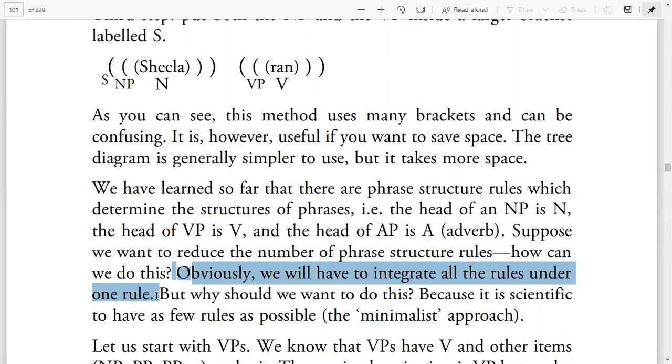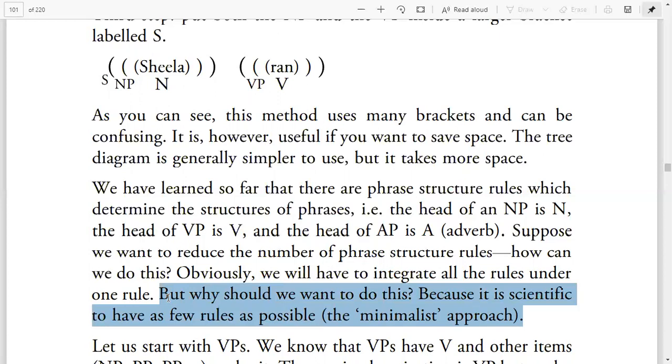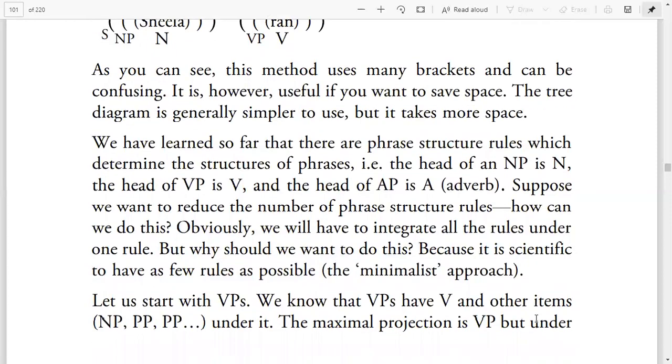So here we are going to combine all the rules under one main rule, like we can say that A dominates AP, N dominates NP, same as it is with the phrases. So here we want to design or engineer a rule, or you can say manufacture a rule, which integrates all of the rules. But why should we want to do this? Because it is scientific to have as few rules as possible, the minimalist approach. The minimalist approach recommends using as few rules as possible, because science wants to design as few rules as possible, and under those rules, to cover so many other rules. So we are going for a minimalist approach as well.